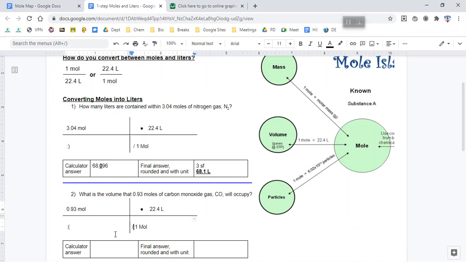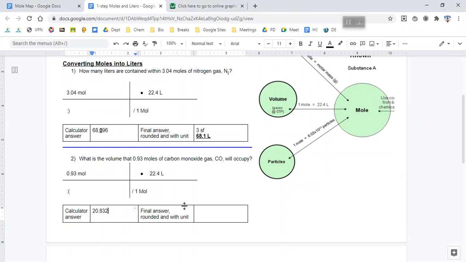So I get 20.832. There's my calculator answer. Don't be lazy, just write the whole thing out. It's not that hard, okay? Now we need to think about sig figs.